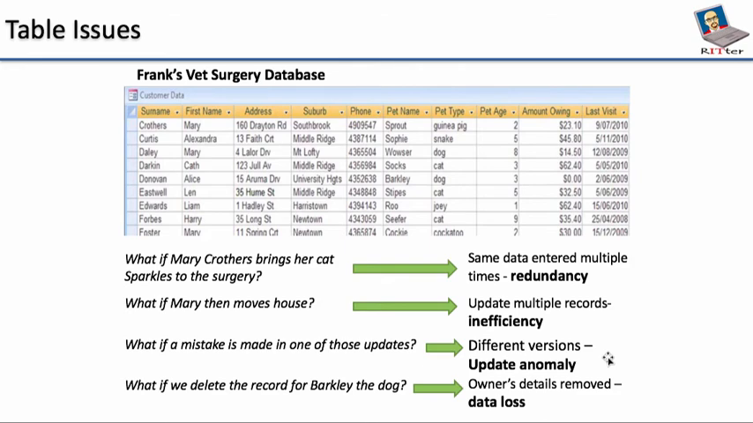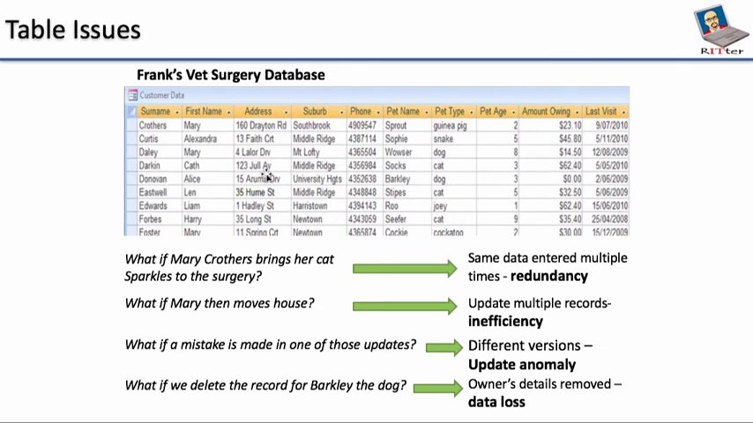Now, the other problem might be with the way this data is arranged. Let's have a look at Barkley the dog. Barkley the dog belongs to Alice Donovan. Let's say Barkley sadly passes away. And obviously Barkley's not going to come to our surgery anymore, so we go and delete Barkley's record. If we were to do that, delete that entire record, the details of Alice Donovan, the owner, disappear with it.